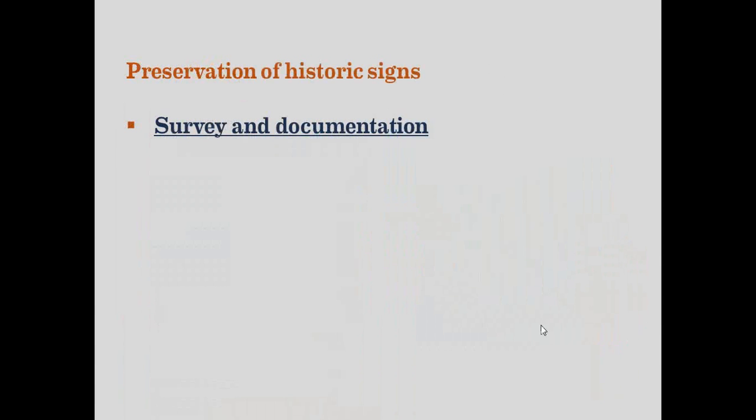So what should we do about these historic signs? Well, I think everything starts with survey and documentation. Just like with buildings, we need to figure out what we have documented and then go from there. We know we're not going to be able to save everything, so at least let's have a record of it.